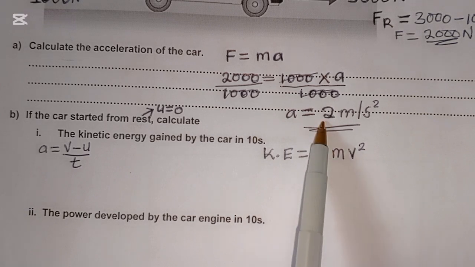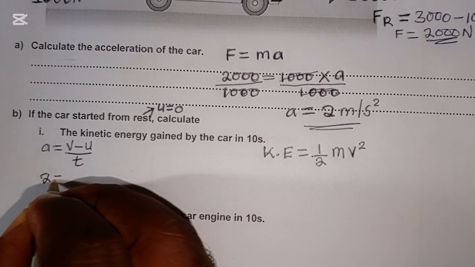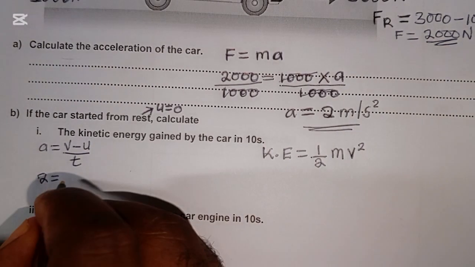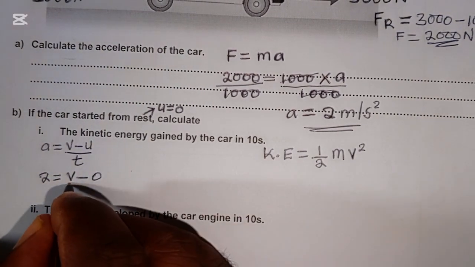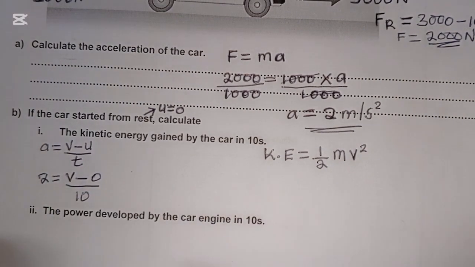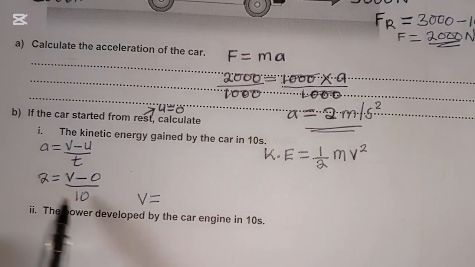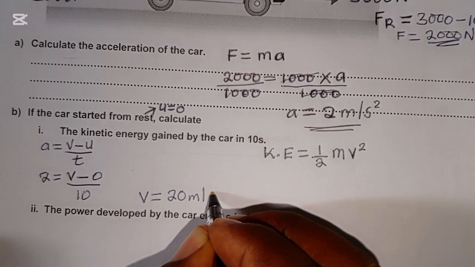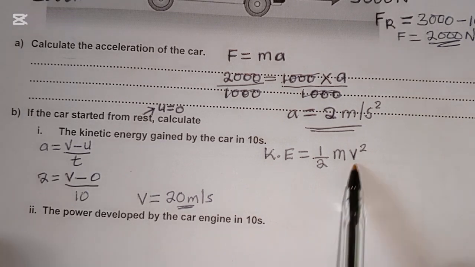So that is the formula that I'm going to use. Acceleration I have, it is 2. So where there is acceleration, I'll substitute 2. Final velocity is what I'm looking for. So final velocity v minus initial velocity 0, over time taken, which is 10 seconds. So v minus 0 is v. 2 times 10 is 20. So 20 meters per second. So this is my velocity that we are going to use here.